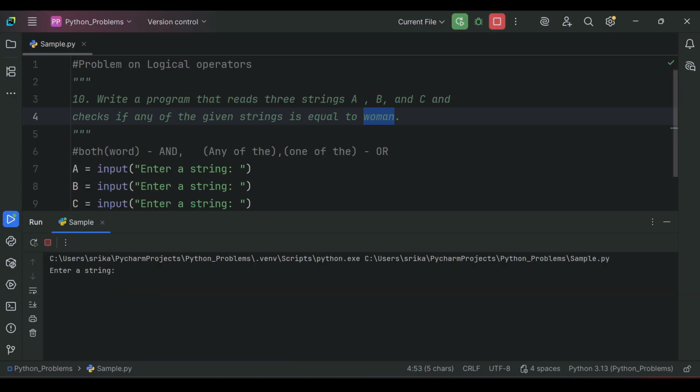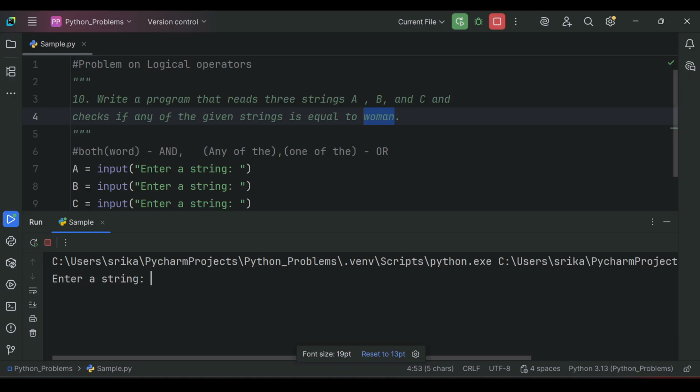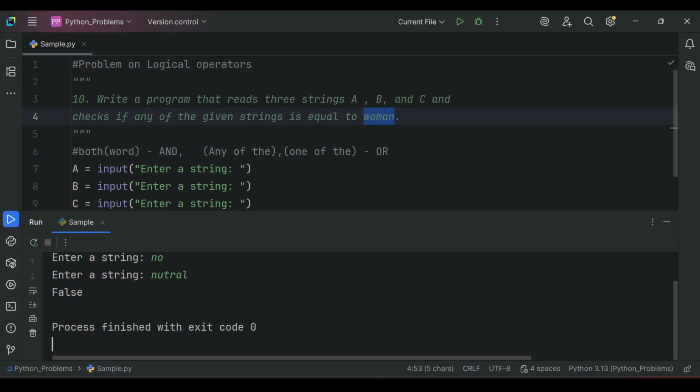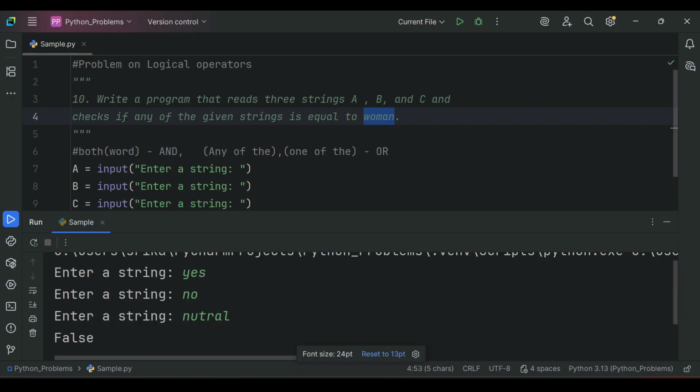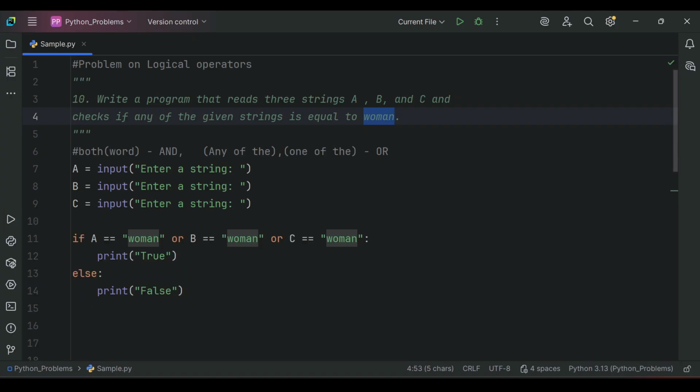Now see, here one string I am giving yes, another string I am giving no, and another string I am giving neutral. See here, the output should be false. Why? Because the woman string is not there. Okay, friends.